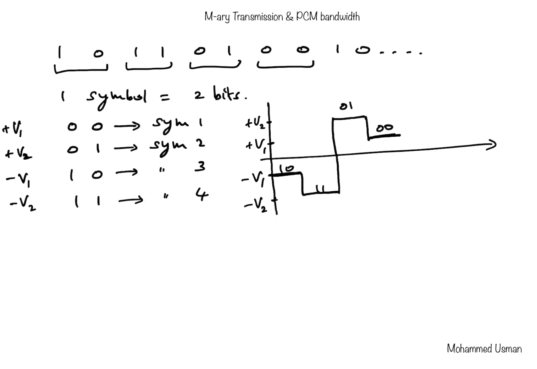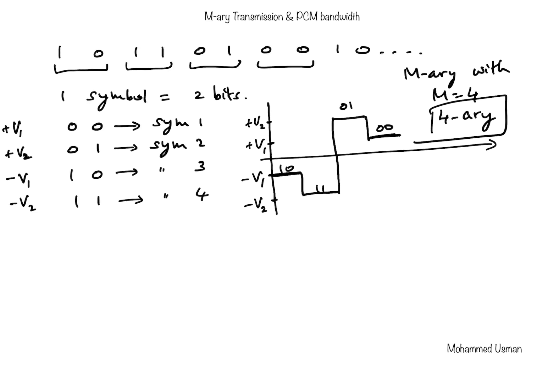Now each of these is a voltage level that is representing more than 1 bit. In this case, because we have 4 possible symbols, this is M-ary transmission with M equal to 4. So M-ary with M equal to 4, or we simply call it 4-ary transmission. Okay, so this is a 4-ary representation.